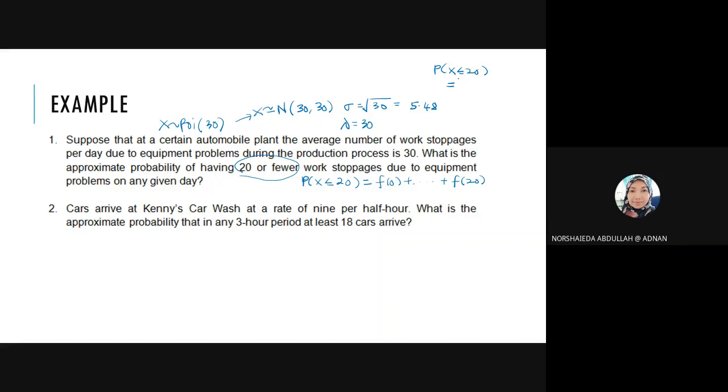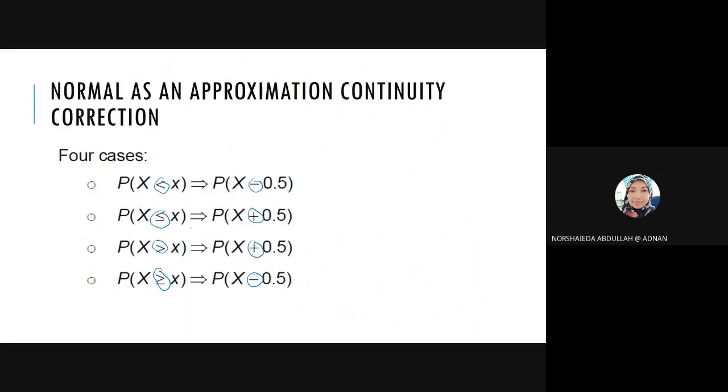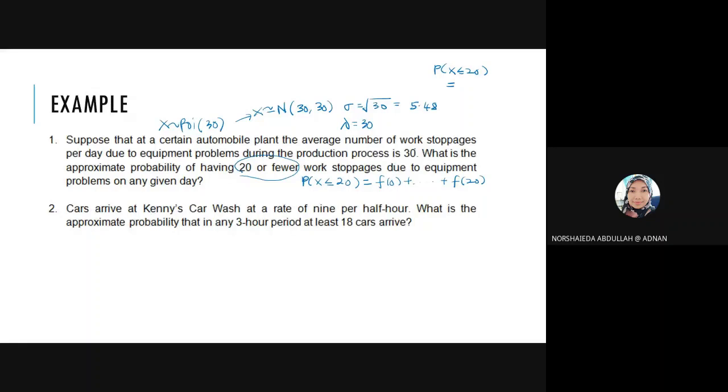Okay, so we want to calculate the probability x less than or equal to 20. First, do the continuity correction, less than and equal. Okay, less than and equal, we need to plus 0.5, right? Less than and equal plus 0.5. Okay, so this one you need to remember. If not, you just note it somewhere that is easy for you to refer. So less than and equal plus 0.5. So meaning that probability x less than or equal to 20.5.